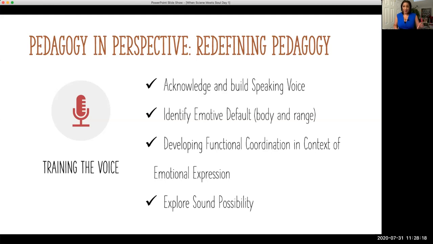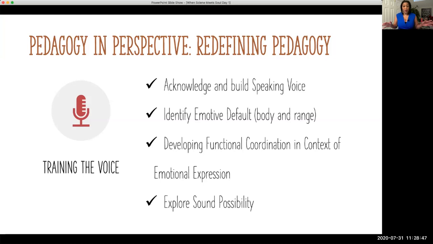But yet and still, we want to go out there and be like, yeah, I'm going to emote in this song authentically. Right? So this is a true to self process. We want to develop functional coordination in the context of emotional expression. That's the context. When I'm sad, my voice sounds like this. So how do I sustain that?